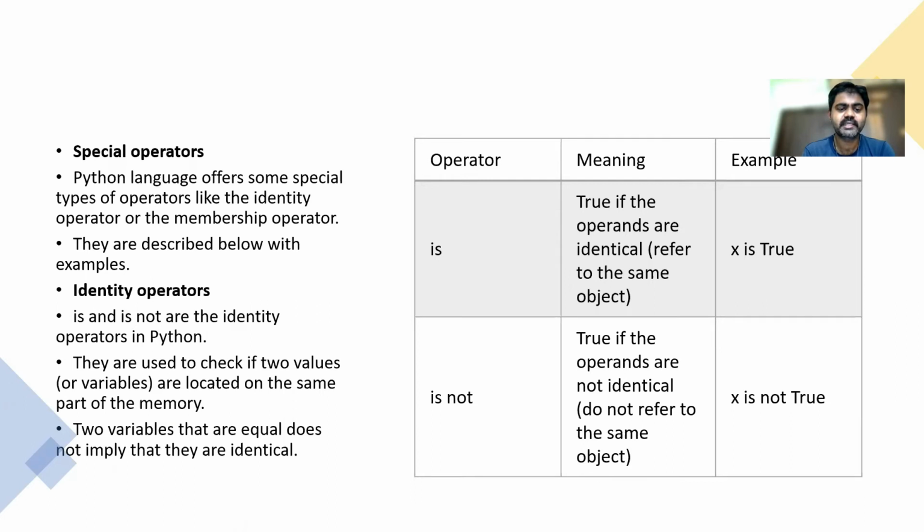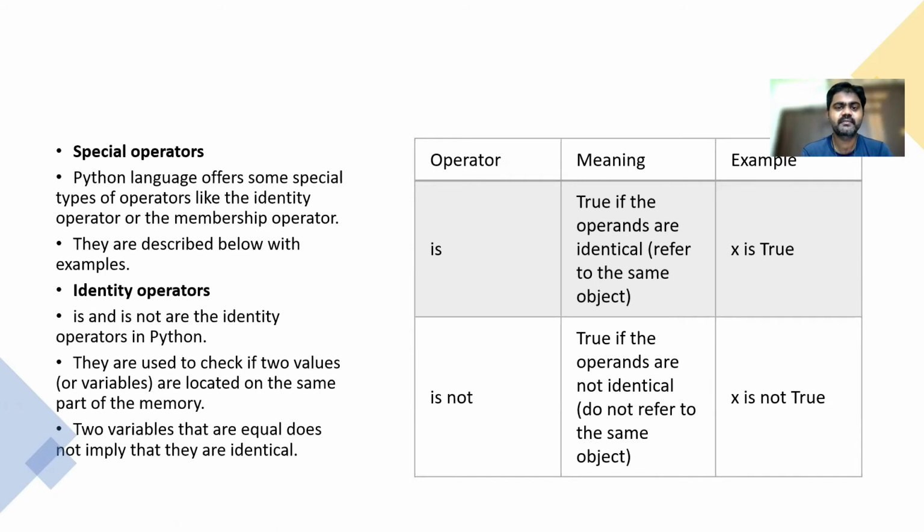They are used to check if two values or variables are located on the same part of the memory. Two variables that are equal does not imply that they are identical. So, is is true if the operands are identical, so refer to the same object. And is not is true if the operands are not identical, so do not refer to the same object. So x is not y.